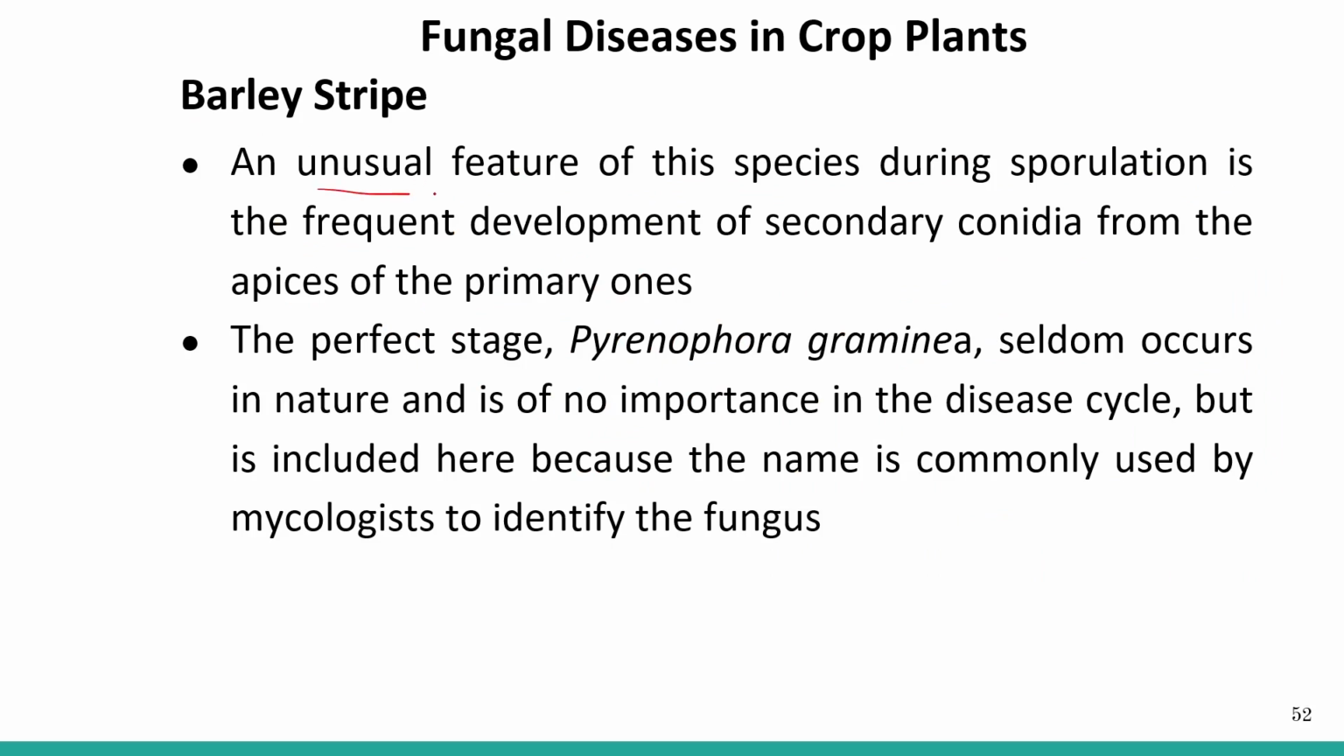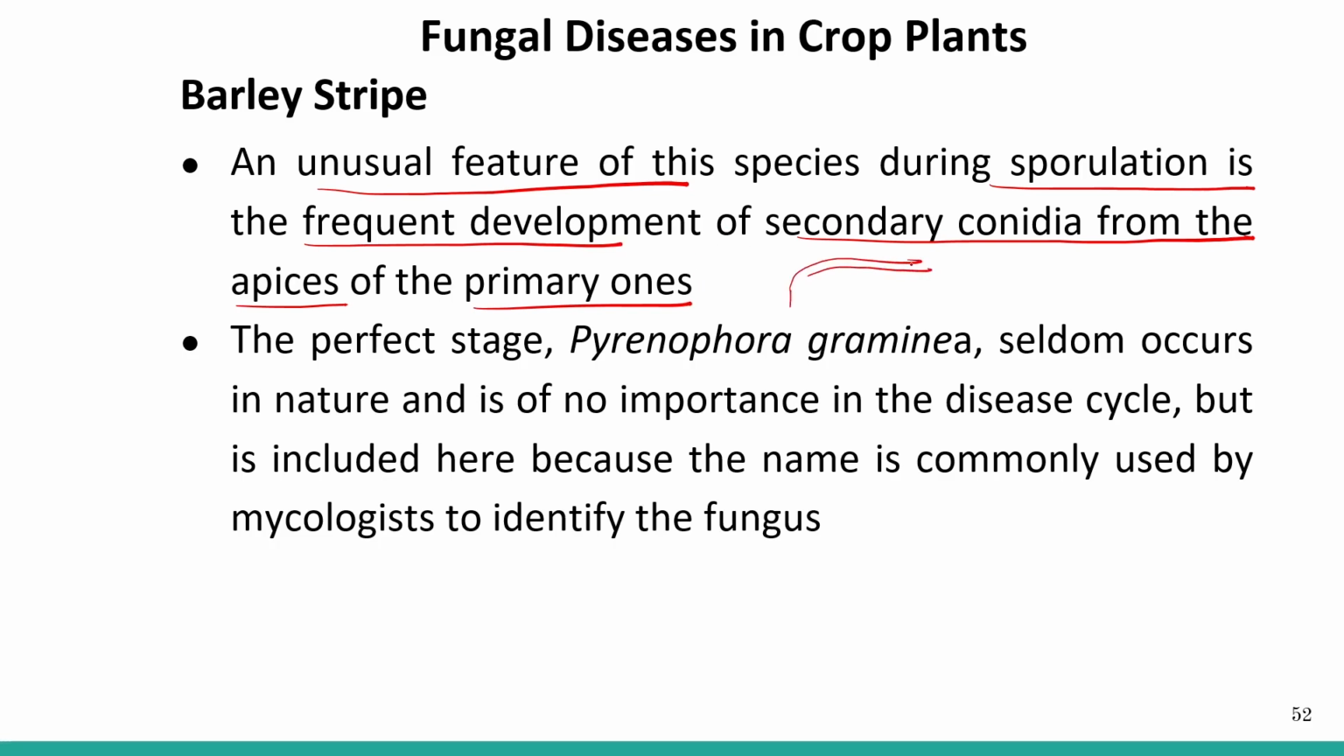An unusual feature of this species during sporulation is the frequent development of secondary conidia from the apices of the primary ones. So they give rise to secondary conidia like this. Okay, they give rise to the secondary conidia, and they develop from the apices of the primary conidia only.